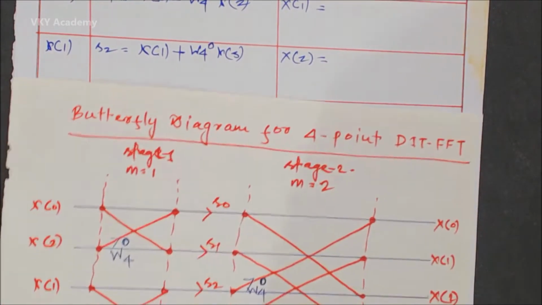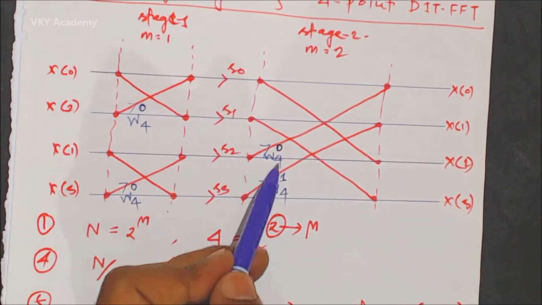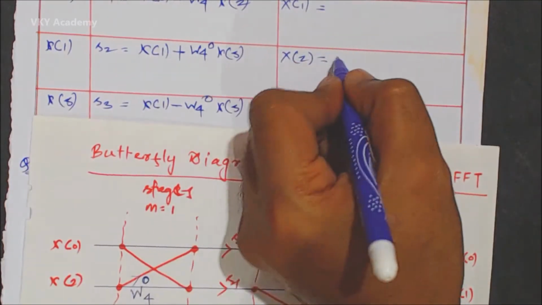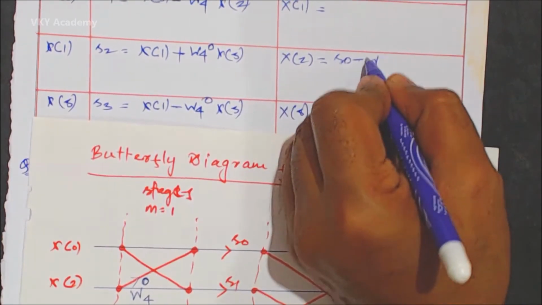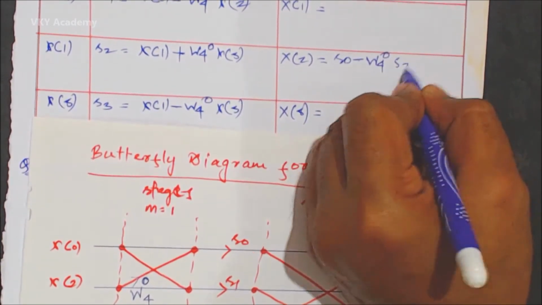And X2 can be calculated as S0 minus W4 to the power 0 S2.